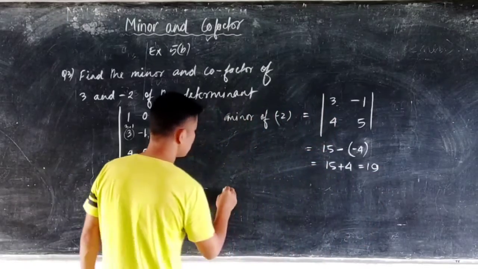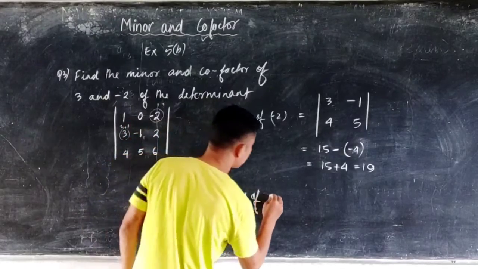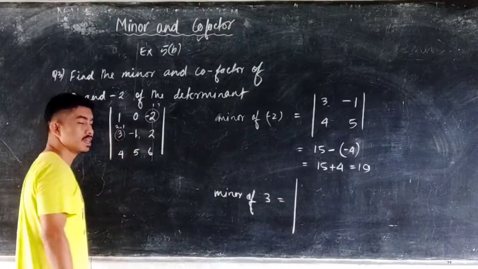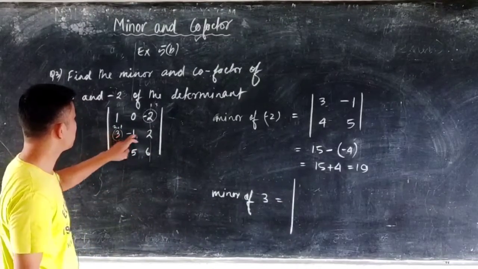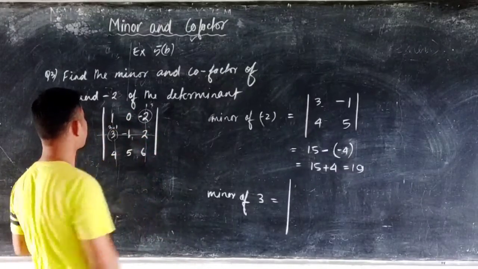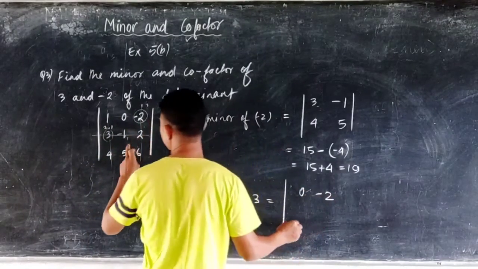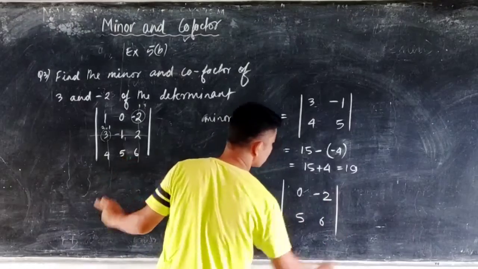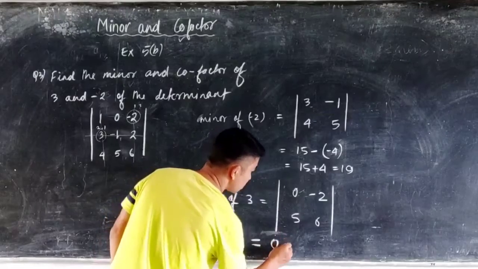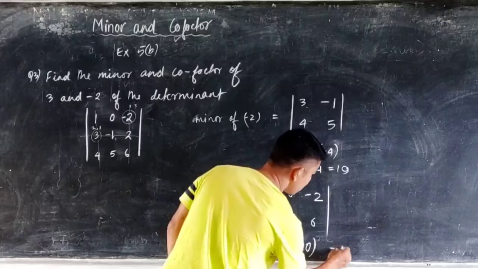Now the minor of 3 will be the value of the determinant obtained by eliminating the second row and the first column. Once I eliminate the second row and the first column, I am left with 0, minus 2, 5 and 6. Its value is 0 into 6, which is 0, minus 5 into minus 2, which is minus 10. So it will simply be 10.